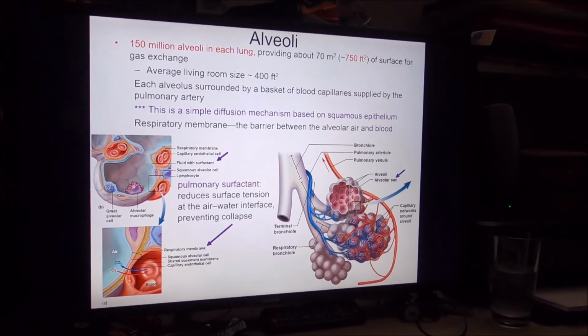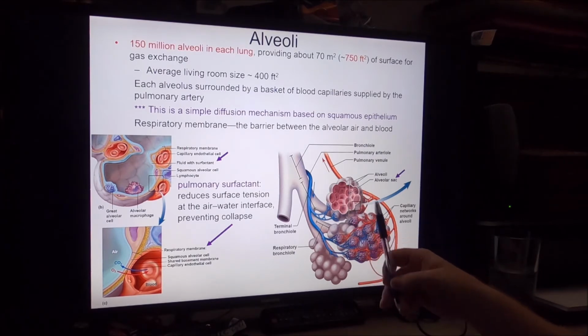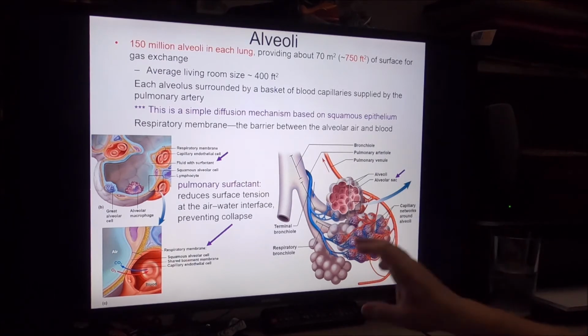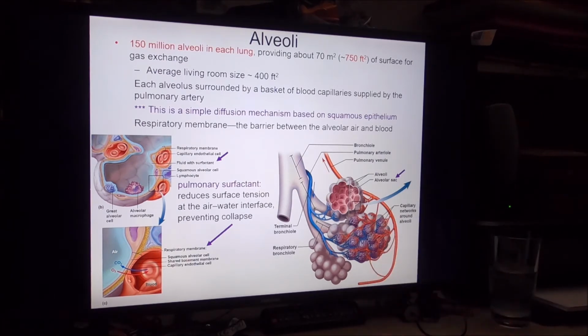The alveoli themselves. So you've got about 150 million alveoli in each lung. And the reason they exist, the whole concept here, is to vastly increase the surface area for exchange. You want to have as much surface area as possible. So you got little grapes, basically. All these little tiny micro sacs, these alveoli, that vastly increase the surface area for exchange of oxygen and carbon dioxide. In fact, the surface area for a decent-sized human adult is about 750 square feet, considering that a decent living room is about 400 square feet.